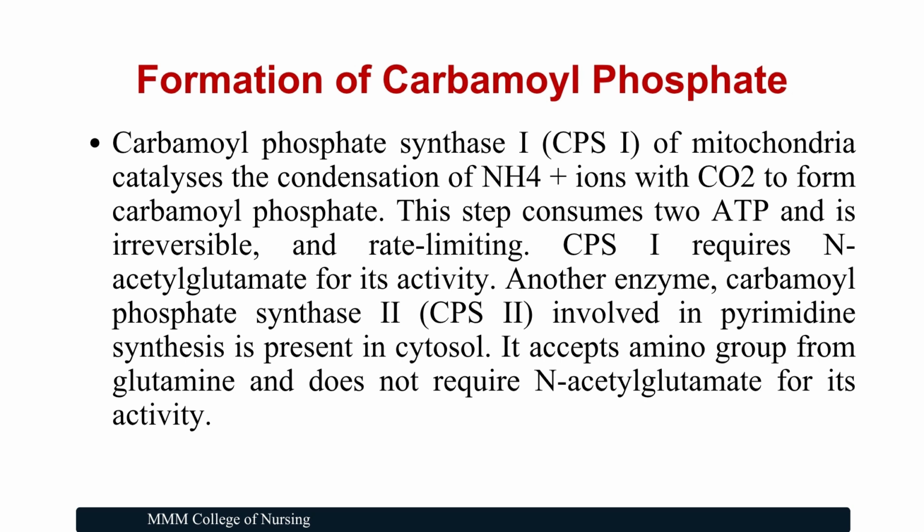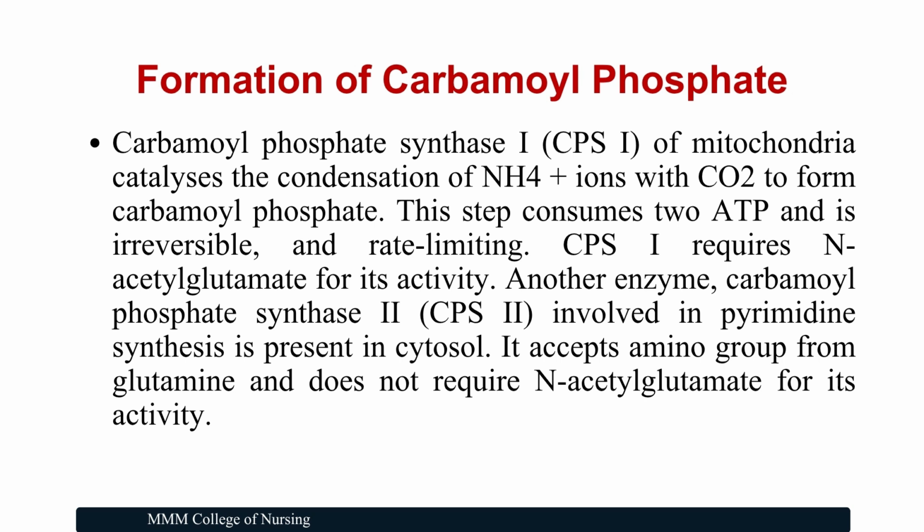This is the first and the rate limiting step of the urea cycle, meaning this is the slowest and most controlled step. Here ammonia ions combine with carbon dioxide to form a molecule called carbamyl phosphate. The enzyme responsible for this reaction is carbamyl phosphate synthase 1, which is located in the mitochondria. Key points to remember: the step consumes 2 ATP molecules, so it is energy expensive. The reaction is irreversible. Once it happens, it cannot go back.